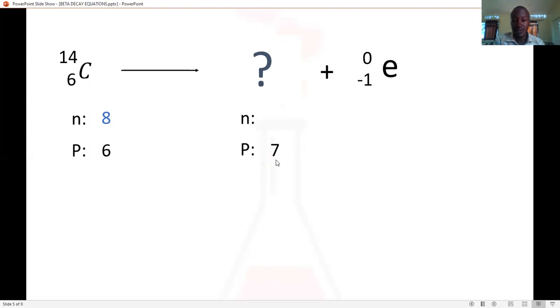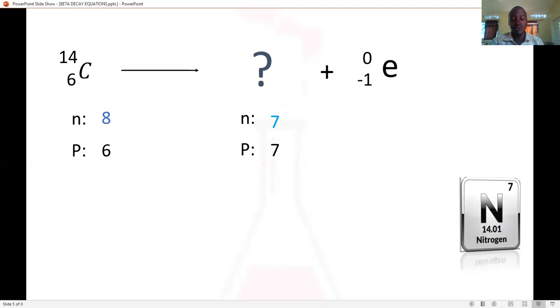Like we have seen in the previous slide, beta decay is all about a neutron converting into an electron and a proton. So we already have our electron here, so our proton will now be added to the atomic number, so it will be 7. And then the number of neutrons will also decrease by 1 because the neutron has changed into a proton, which will also be 7. Then we shall go to our periodic table and try to identify which element has atomic number 7, and we shall realize that it's actually nitrogen.